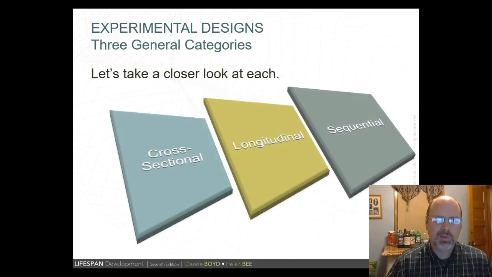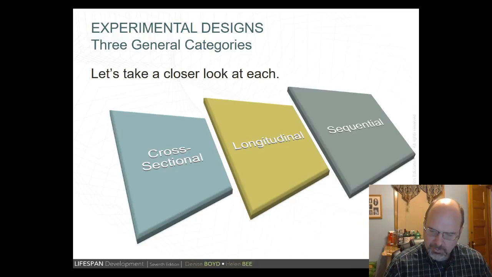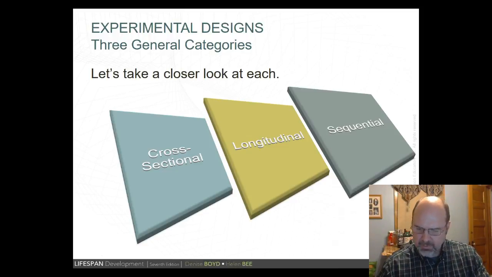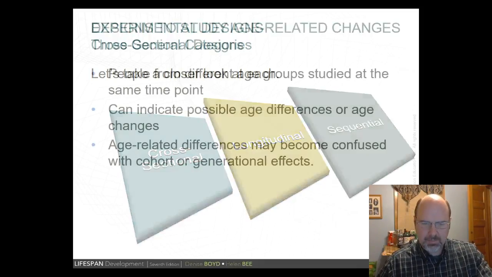Let's take a closer look at the three general categories, which are called cross-sectional, longitudinal, and sequential research. In cross-sectional, groups of people of different ages are compared, whereas in longitudinal, people in a single group are studied at different times of their lives, and sequential combines cross-sectional and longitudinal. And we'll go more in detail.